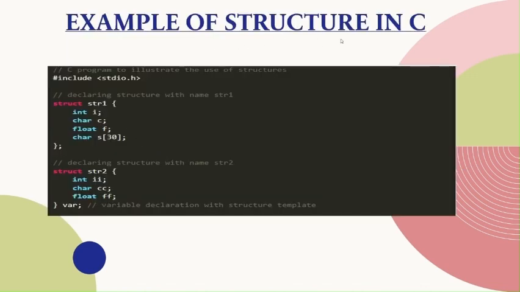Here is an example of structure in C. The C program to illustrate the uses of structure. Here, struct is the keyword and this is the name of the structure. There are 4 members and we have closed the curly braces. Here is the second structure with the name struct2, and there are 3 members, and the variable declaration with structure template. Here we have declared a variable for the second structure.